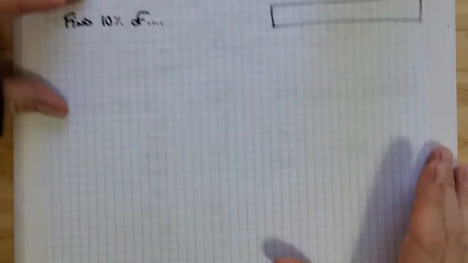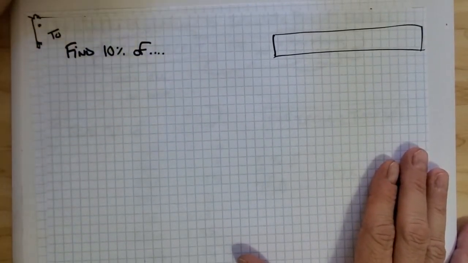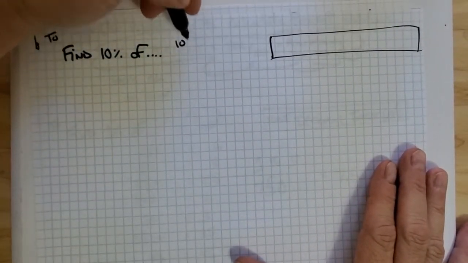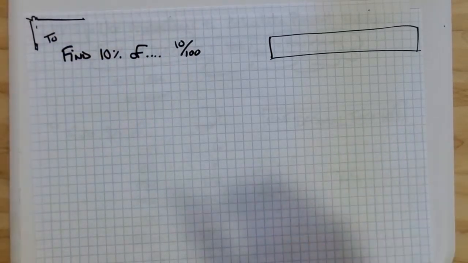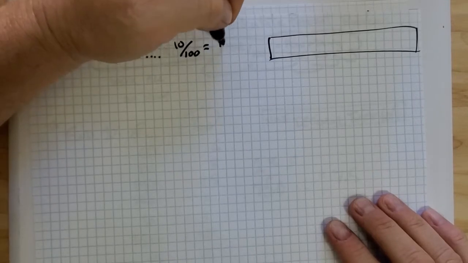So let's go with this one. Let's go with 10% of something. Do not forget that 10% is 10 out of 100, which really reduces down to 1/10.